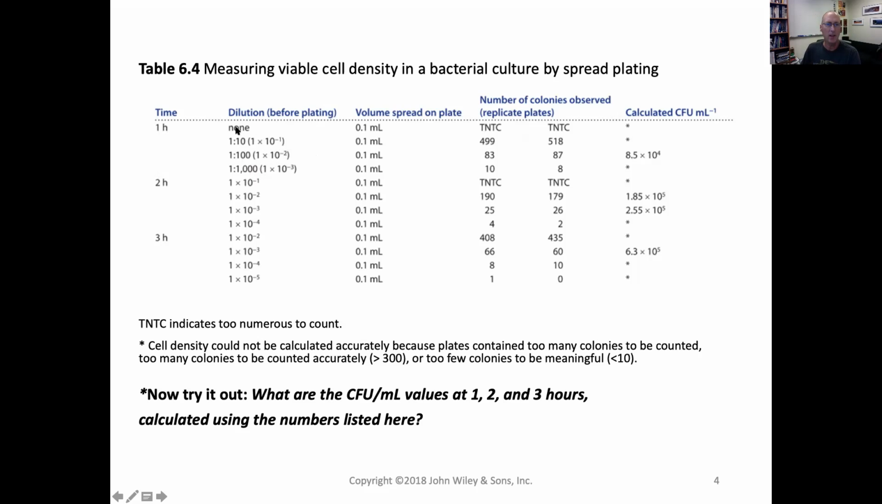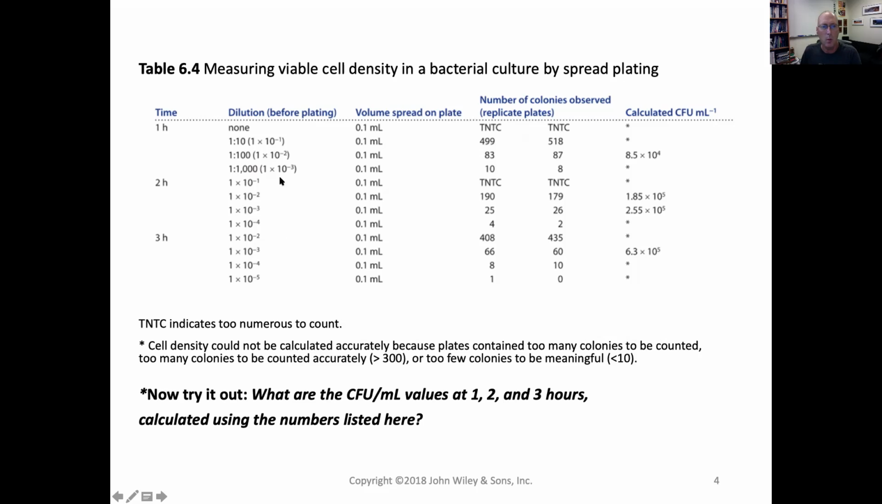So what that would look like in practical terms is, say, we would have our starting culture, we would plate 0.1 mil of that, see how many colonies we get. We'd take our starting culture and start diluting it. So we'd take 0.1 mils, add it to 0.9 mils of sterile media. That would be our 1 to 10. Then we'd take 0.1 mils of that, add it to another 0.9 mils of sterile media. That would be our 1 to 100, and onward, right?